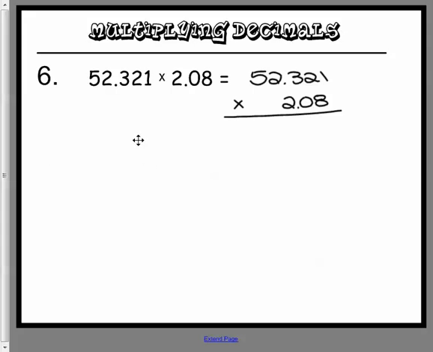Okay, so the first step is to multiply 8 times this whole number. 8 times 1 is 8. 8 times 2 is 16, carry my 1. 8 times 3 is 24, plus 1 is 25. 8 times 2 is 16, plus 2 is 18. Oops, the 1's not supposed to go there. And then it's supposed to go up here. 8 times 5 is 40, plus 1 is 41.